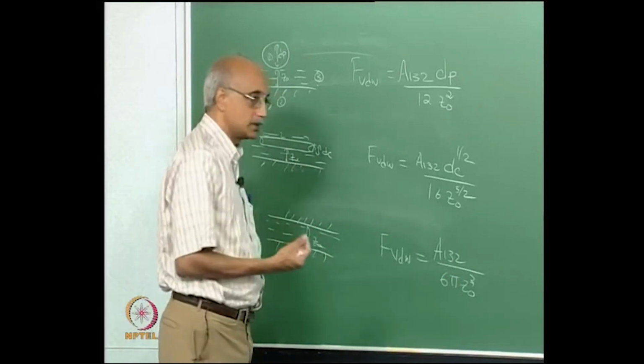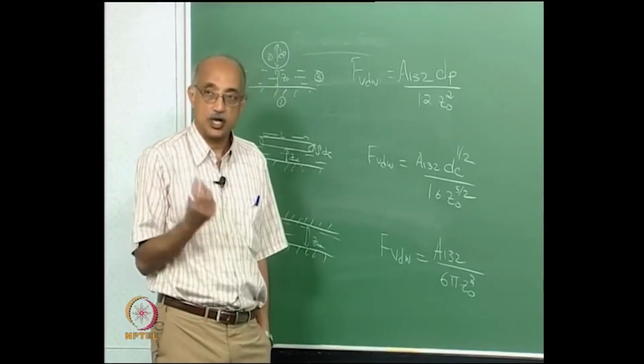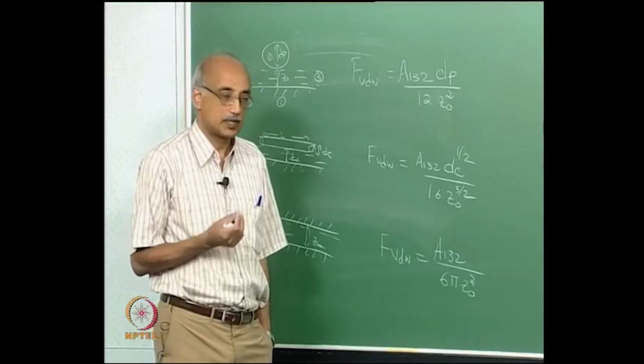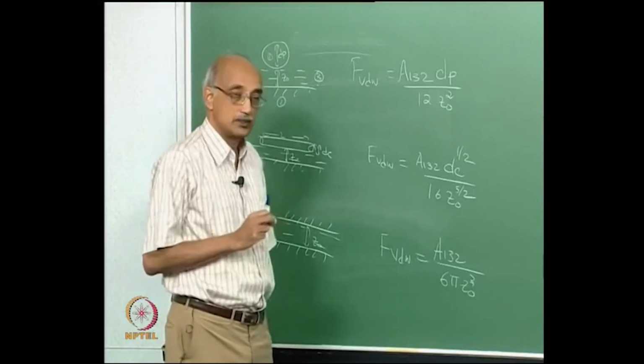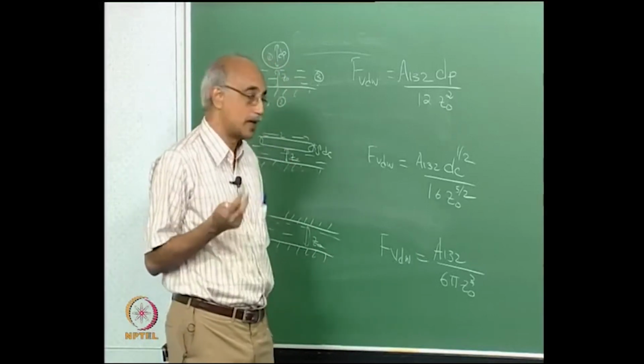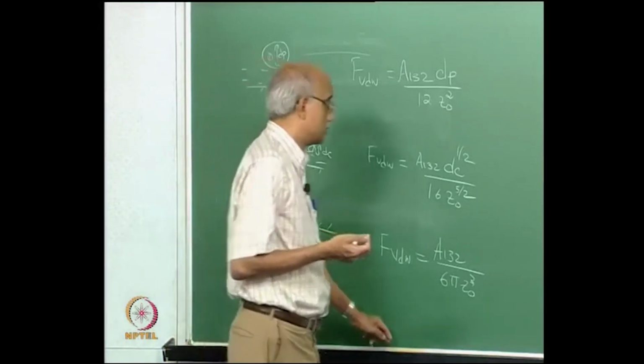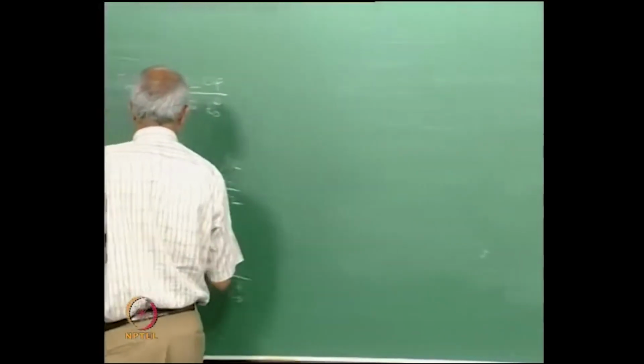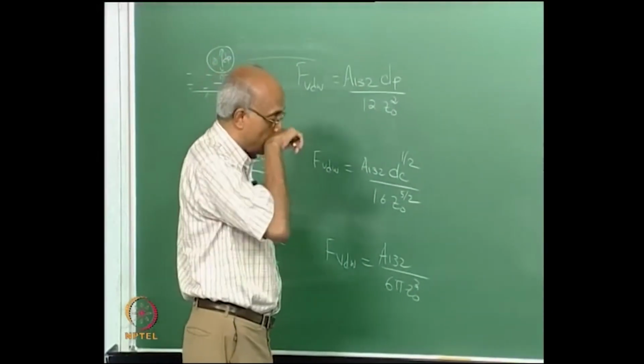All the other dependencies change based on the geometries of the objects. So, that is something that is very interesting and something that you can actually use to your benefit when you are in a manufacturing environment. Now, how do we define this A132 parameter?